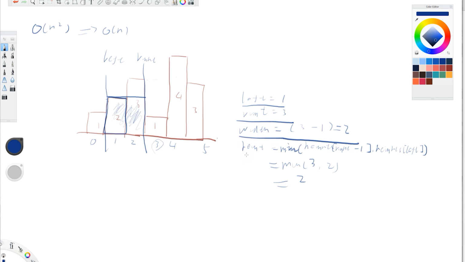And then the height of the boundary is actually the minimum height of right minus 1. So it's this bar here, and the height of left, which is this bar. So you are going to find the minimum of 3 and 2, and then you find that the height is 2, and then the area is equal to 4. So that's the area here. I just want to mention how we calculate the area, because that's quite important to the implementation later. Now let's think about how we go from O(n squared) to O(n).